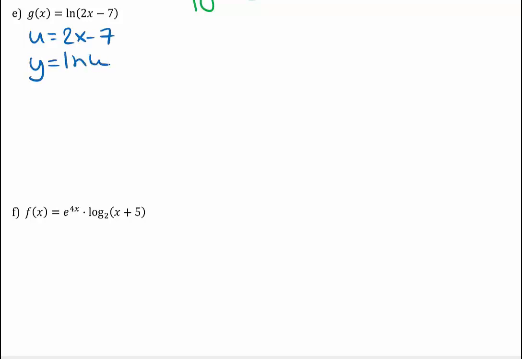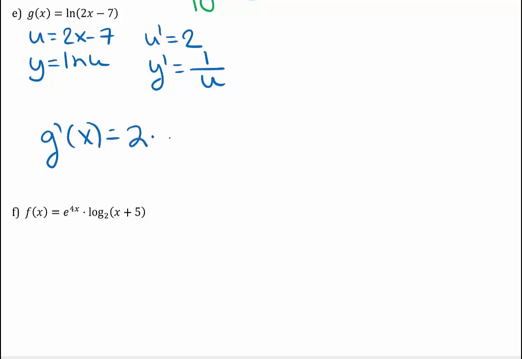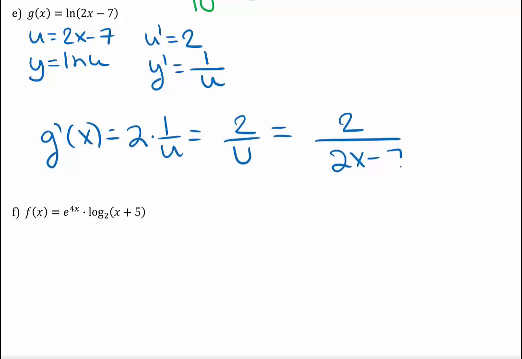as ln u. The derivative of 2x minus 7 is 2, and the new rule that we just learned, the derivative of ln u, would be 1 over u. And so the chain rule says the derivative of this function is u prime times y prime, or 2 over u. And if I write this with x's, I replace that u with the 2x minus 7, and there's my final answer, 2 over 2x minus 7.